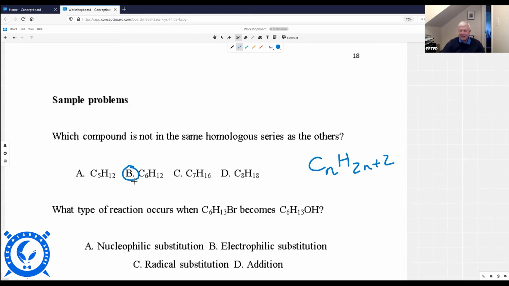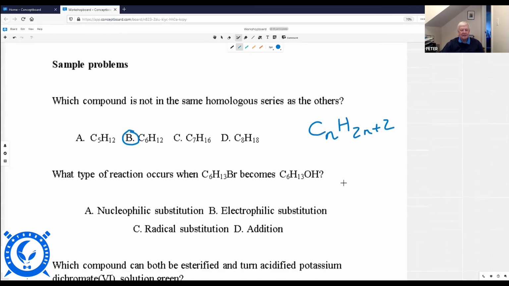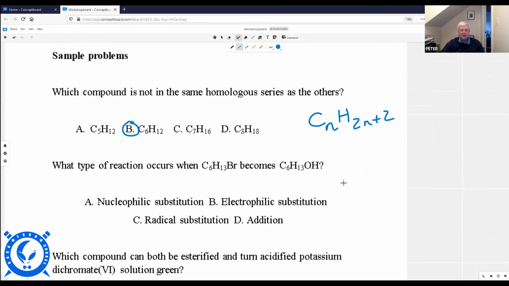Remember, there's your alkanes, alkenes, and alkynes, all of which have general formulae for their homologous series. All right. What type of reaction occurs when C6H13Br becomes the corresponding alcohol?